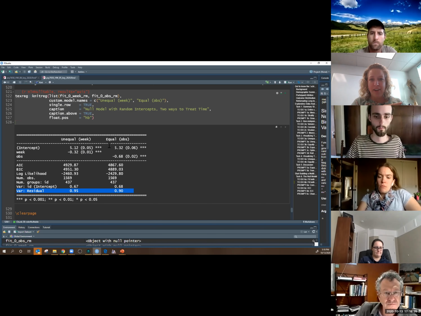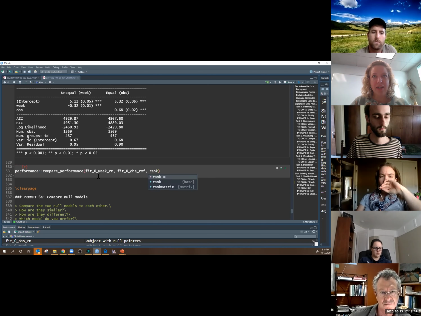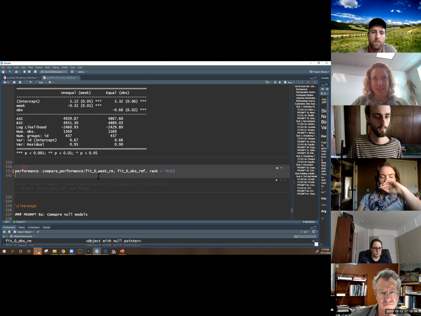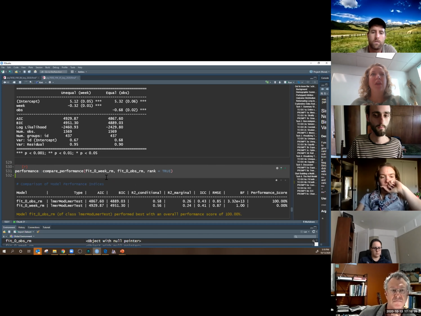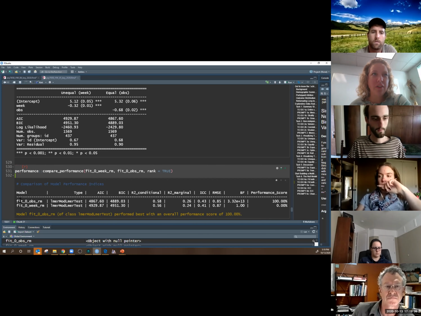What we can use, and I didn't put it in here, is the performance package's compare performance. I know we used this on another assignment. It's in the encyclopedia. We've seen it a little bit. You can ask it to compare the performance of non-nested models and rank which one is best. There we go. So I gave it two models. Since I said rank equals true, it has this yellow text at the bottom, but let's look at this. How does it compare these two models? It compares them based on AIC and BIC.